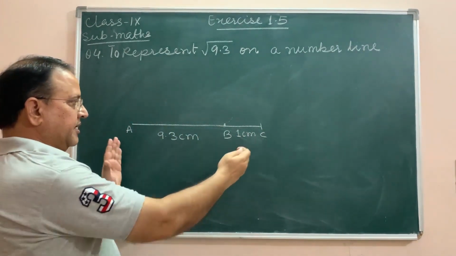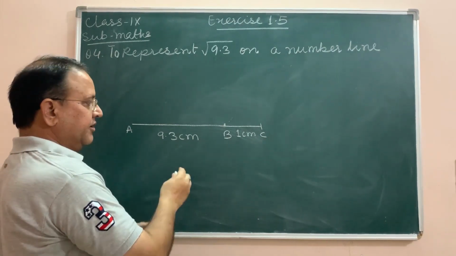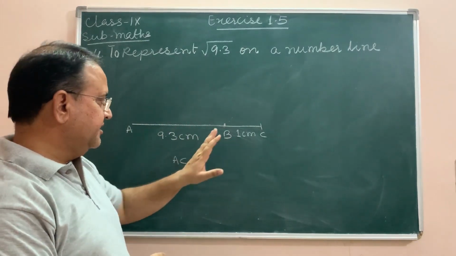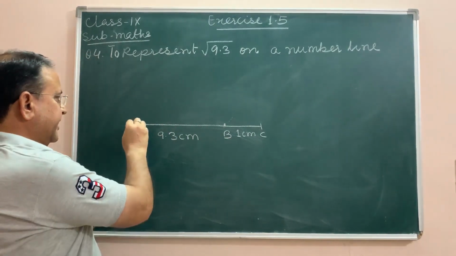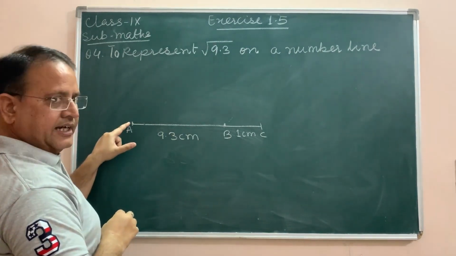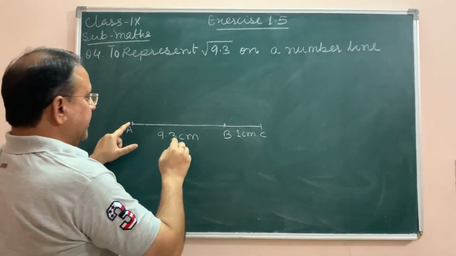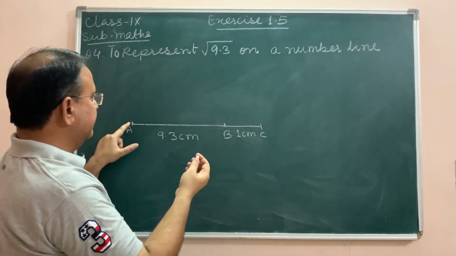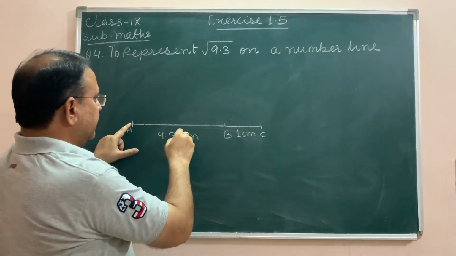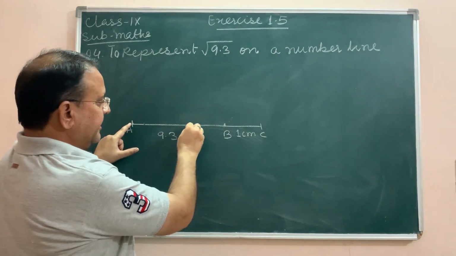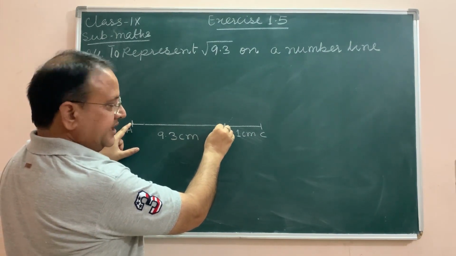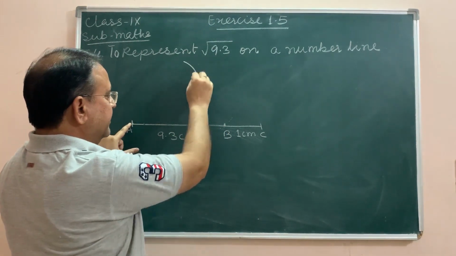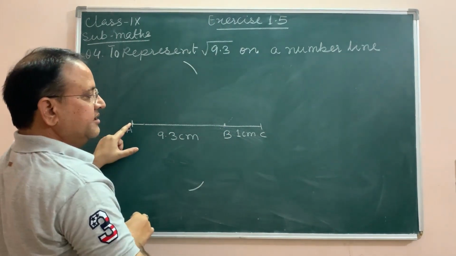Now we have to draw the perpendicular bisector of line AC, not AB. We have to draw perpendicular bisector of line AC. How we can draw? With A as center and radius equal to more than half of AC, approximately, not AB, AC. We will draw two arcs, one above the line and one below the line.